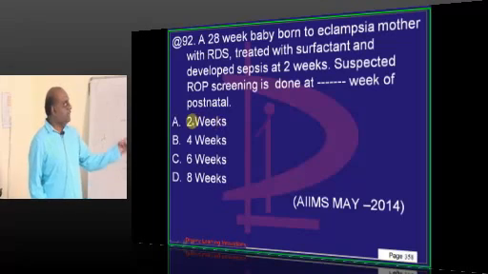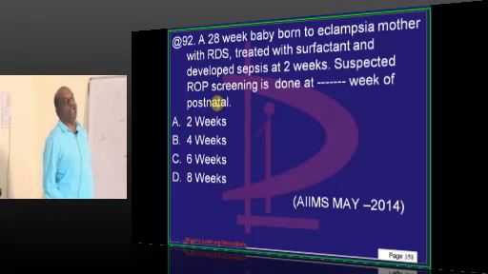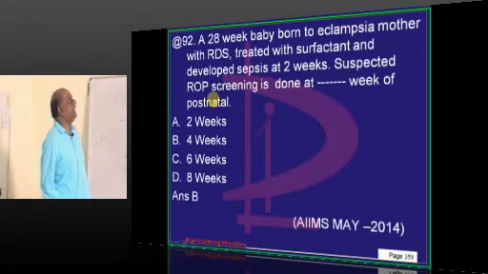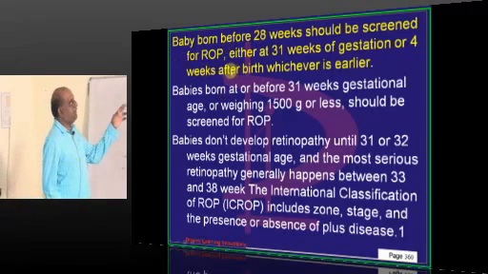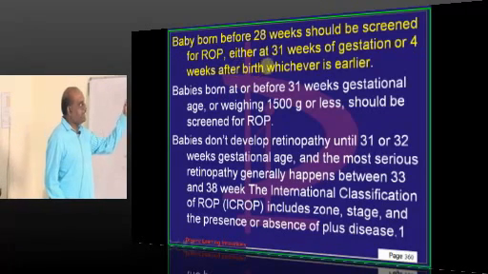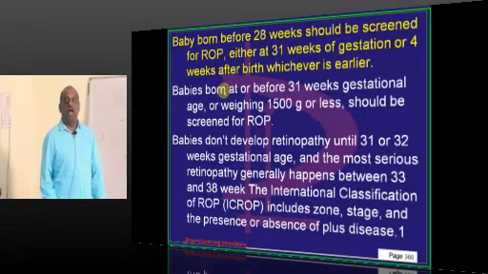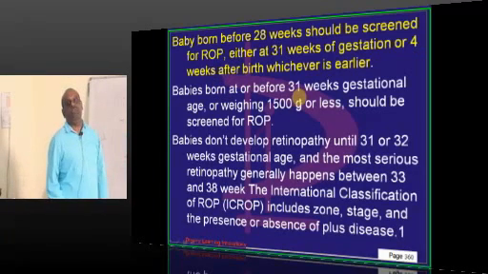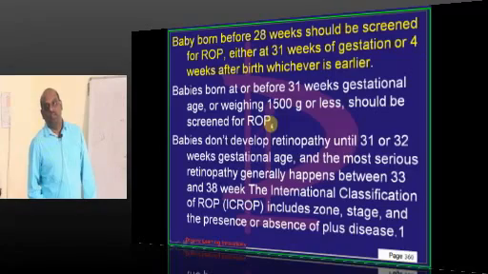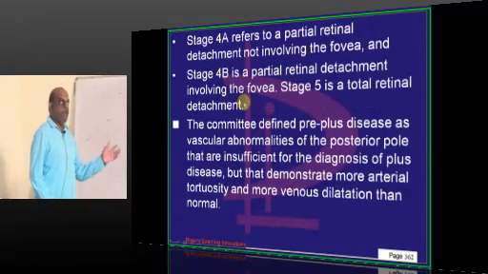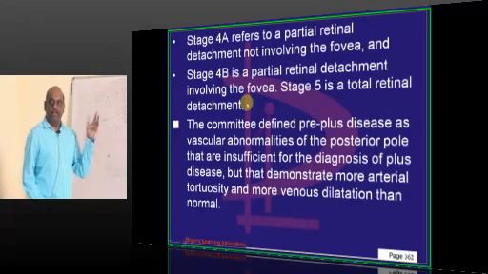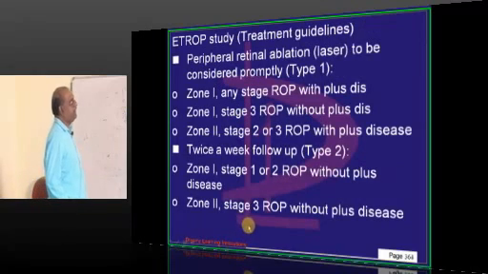28 weeks, you are suspecting retinopathy of prematurity. When will you do the screening of this? Is a very important question. Any baby born before 28 weeks should be screened either at 31 weeks of gestation or 4 weeks after the birth, whichever is earlier, is considered to be the protocol. Then once more, what is done by plus disease in retinopathy of prematurity? What is the treatment of retinopathy of prematurity? I leave the literature for you.